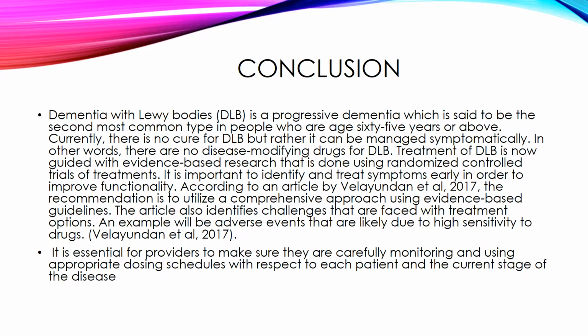In conclusion, we know dementia with Lewy bodies is a progressive dementia, which is said to be the second most common type here in the US, affecting people age 65 and above. There's really no cure for it, as we discussed earlier, but it can be managed symptomatically. There are no disease-modifying drugs used in treating this disorder. What we have to do is just treat the symptoms as we see them. If it's sleep, depression, tremors, motor symptoms, or cognitive impairment, we treat the symptoms as they are.